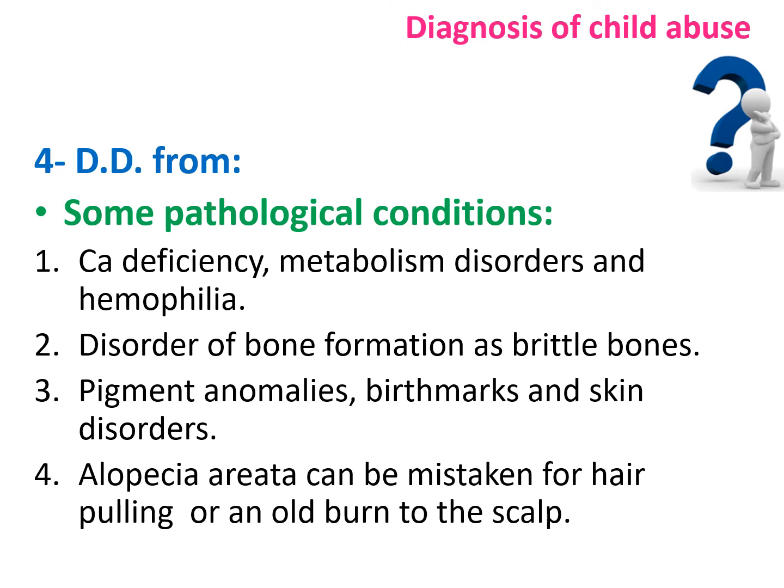Sometimes pigment anomalies and birthmark skin disorders may also be mistaken for bruising in child abuse, so you should exclude all these anomalies. Sometimes the child has alopecia areata, which can be mistaken for hair pulling or an old burn on the scalp, which are manifestations of child abuse. But the cause is not child abuse, it is alopecia areata, which is a dermatological disease.